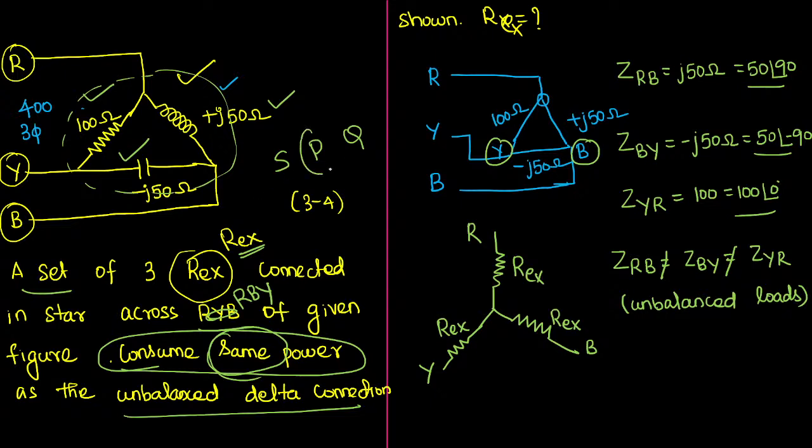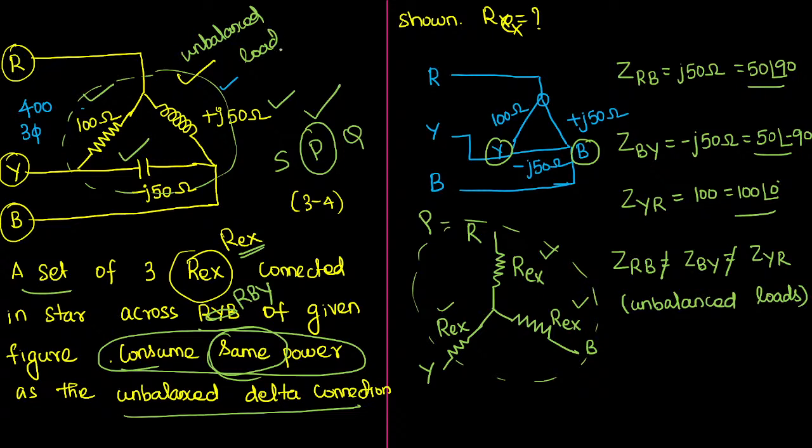I am saying they are talking about real power. How? Because they told that in the second case they are connecting a resistor, and the power consumed by this total circuit is real power. A resistor will be consuming only real power, right? So the power consumed by this circuit will be equal to the power consumed by this unbalanced load, that is what they have said. That is the key.